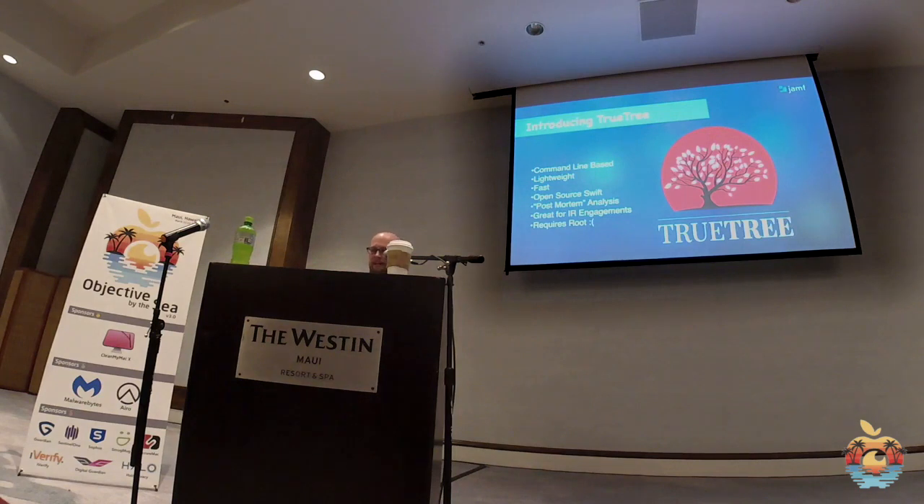So all that being said, if you don't care about any of that and you don't care about how it actually works, I'm introducing a new tool called TrueTree. TrueTree is Swift-based. I have it open sourced on GitHub. It's lightweight, and it's good for IR engagement. What this is for is to get a running list of processes that are running on your operating system right now. It is not to watch in real time as these processes are created. It's to get in and out in a true IR fashion.